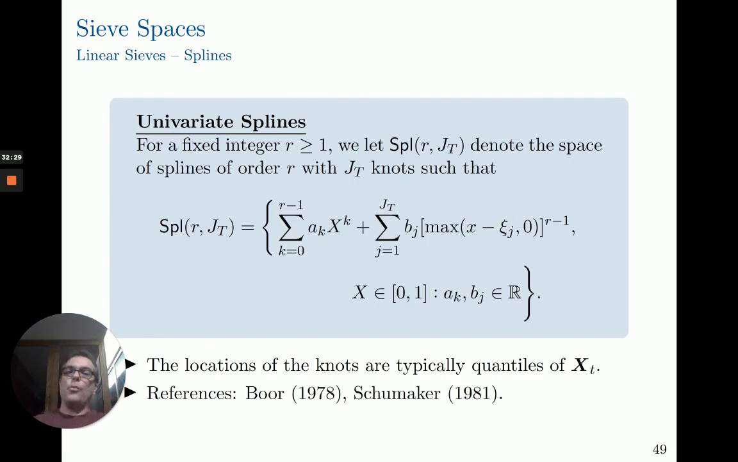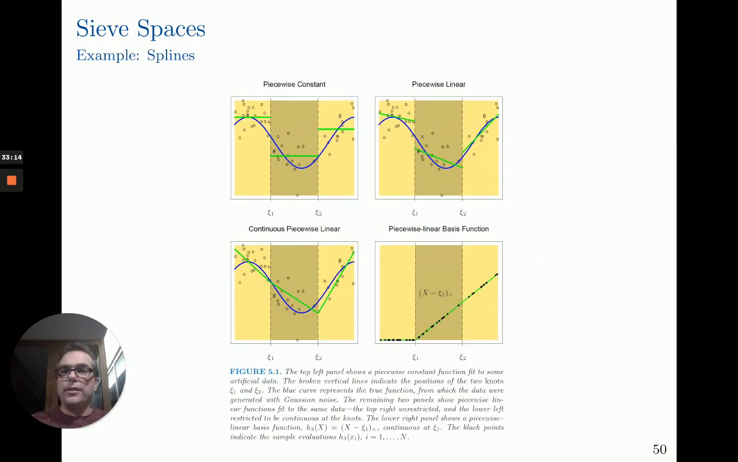Okay, so that's how we define a univariate spline. It's defined in terms of an overall polynomial of order R minus 1, plus, for each knot, an adjusting term: a polynomial that will be the max between the point X minus Xi_j, and zero, to the power of R minus 1. Okay, so it's better to see this as an example.